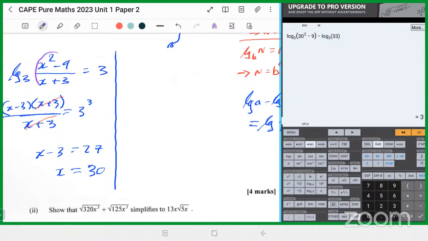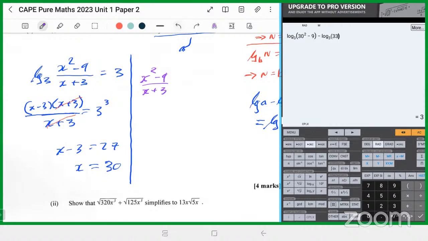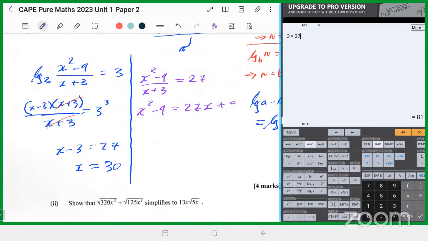So I'm going to leave this as x squared minus 9 over x plus 3. So this will be my number, and I'm writing this back here and putting it equal to 27. This 3 cubed is 27. Starting back there, I'm going to multiply this over here now, and I will get x squared minus 9 equals 27x, and then plus 3 times 27. What is that? 81. 3 times 27 is 81.